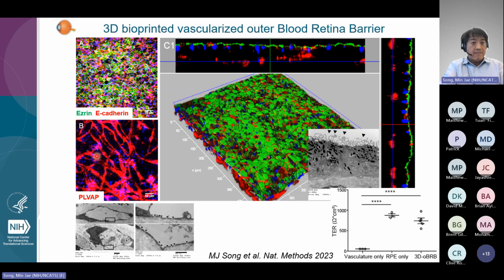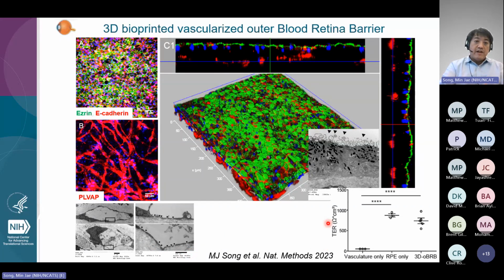And then we confirmed PLVAP, which is a fenestration marker of the endothelial cell, a special feature of the choriocapillaris. This fenestration of the choriocapillaris accelerates the gas exchange between the blood side and the RPE side. So we confirmed this expression of PLVAP. However, this expression of PLVAP doesn't necessarily mean that the fenestrae are forming in the actual endothelial cells inside of the tissue. So we confirmed the ultrastructure of the fenestrae formation in these endothelial cell tubes by TEM electron microscopy as well.